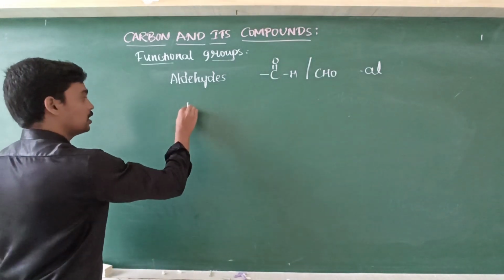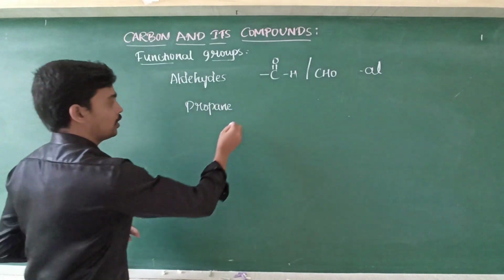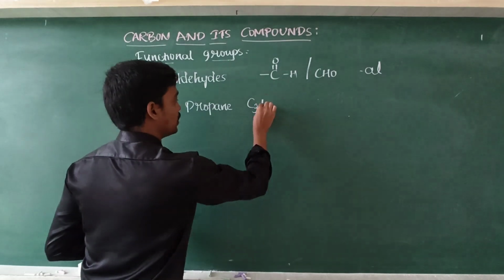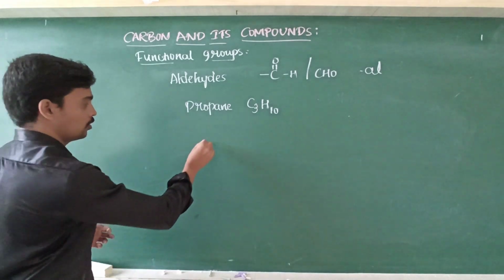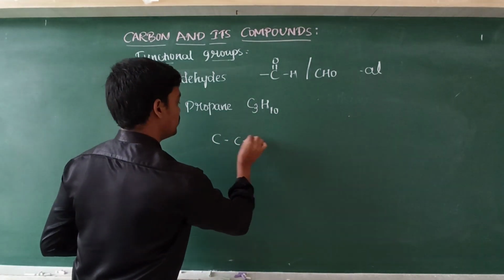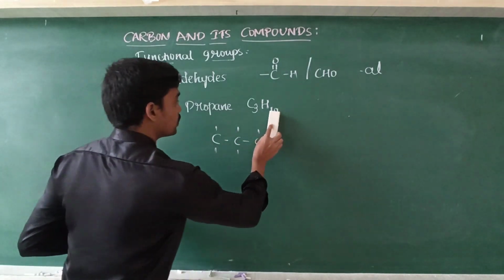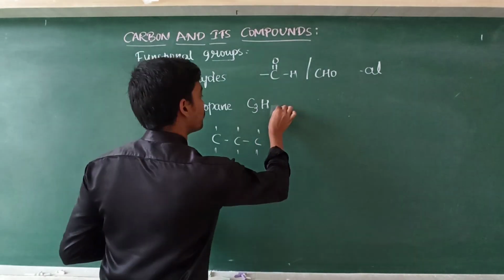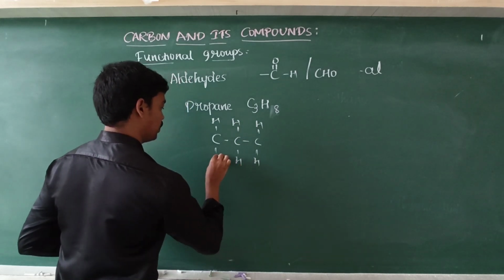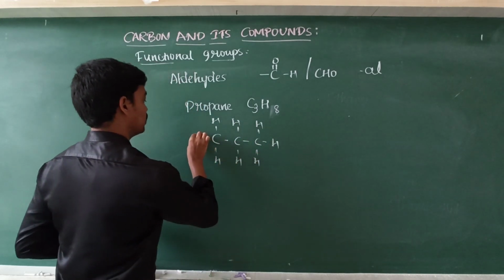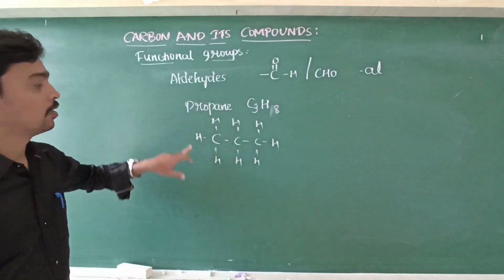By taking an example, it is propane. Propane has the molecular formula C3H8, and the structural formula is as shown. Propane. Okay, how to convert this propane into the respective aldehyde?